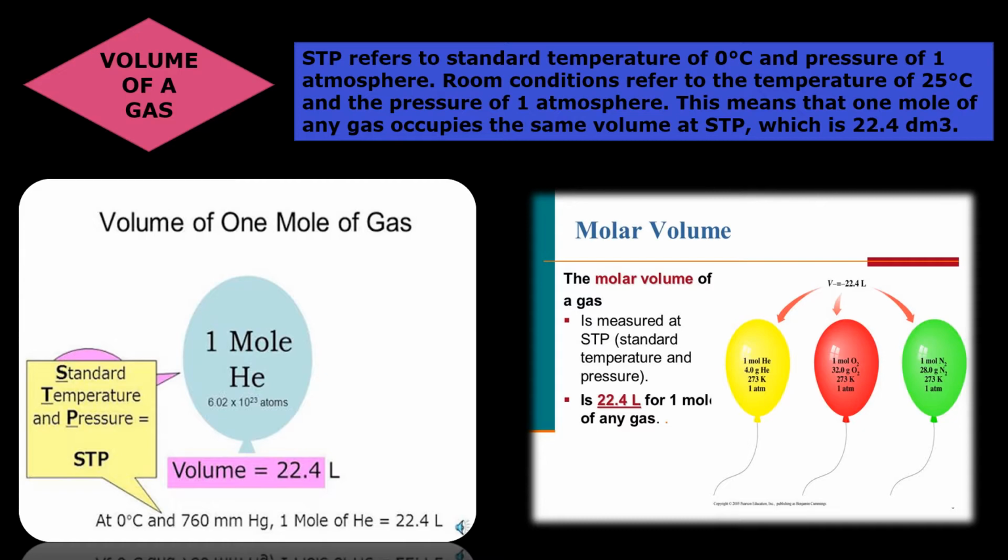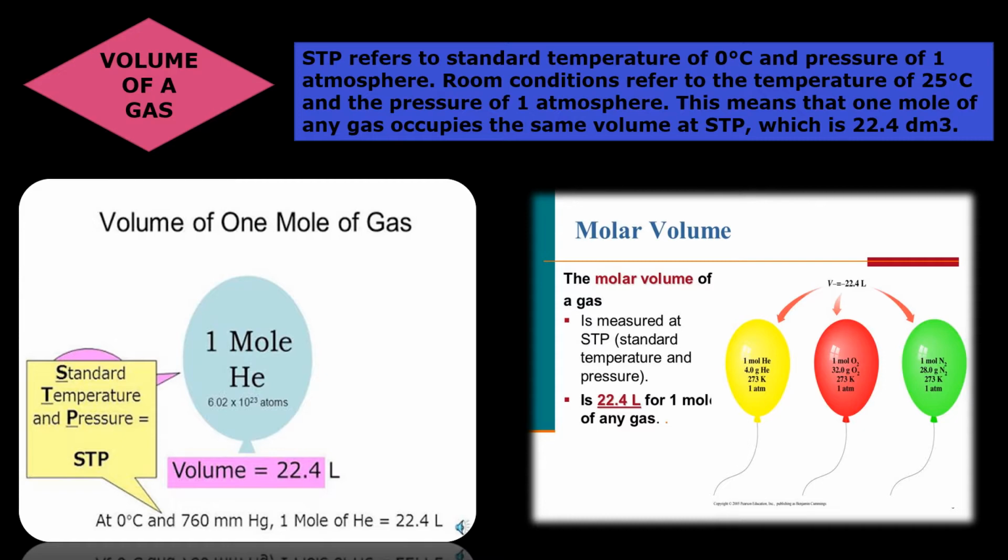This means that 1 mole of any gas occupies the same volume at STP, which is 22.4 decimeter cube or 22.4 liter. Now see, volume of 1 mole of a gas. Suppose 1 mole of helium is equal to 6.023, approximately written as 6.02 into 10 to the power 23 atoms. That means Avogadro number.